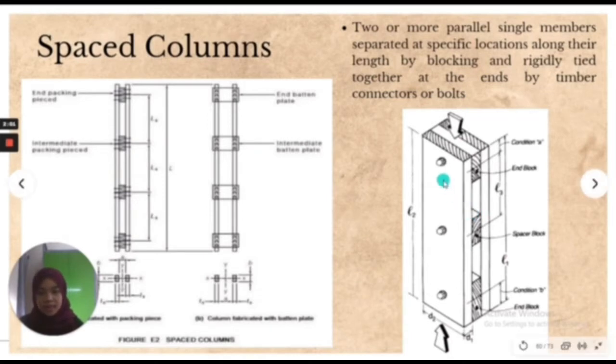So this column has individual shafts spaced apart by end and intermediate packing pieces, which is the spacer block here, and the end blocks here will have a space between them. Another word for end block is end packing piece, and for the spacer block, the other word is intermediate packing piece. This is from the front view. As you can see here, there is a space between the end block and the spacer block, so that is called a spaced column.